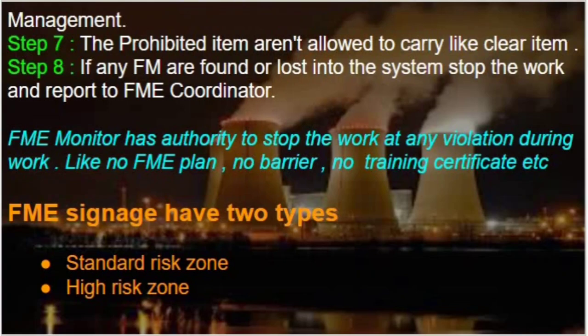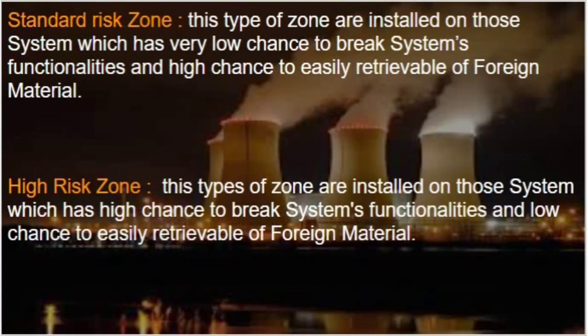Now we come to the point of signage. There are two signage types, standard risk and high risk. This is the definition of the standard risk zone and high risk zone and the difference between them. These zones are installed on systems which have a very low chance of breaking system functionality and a high chance of easy retrieval of foreign material.